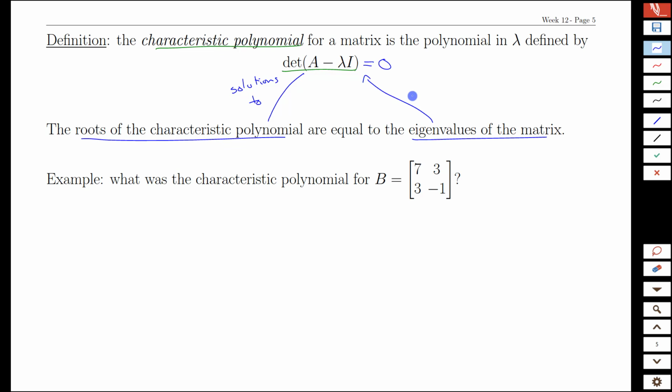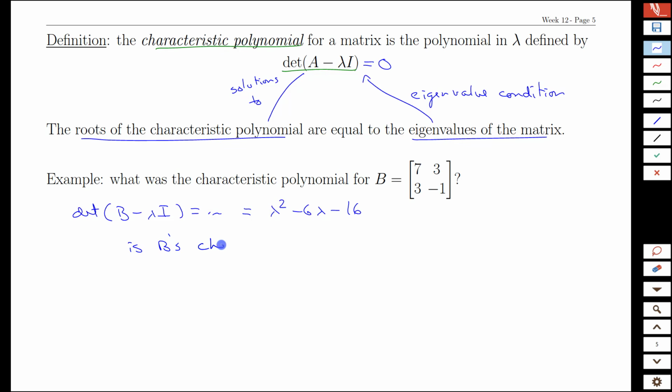Well, that's because this is exactly what we meant by our eigenvalue condition. And so you can think of it as having a polynomial that comes out of the determinant and we're finding its roots, or you can think of it as the eigenvalue condition that we worked so hard to build. They're both going to mean the same thing. To illustrate that terminology, what was the characteristic polynomial for B? Well, we had not B, but the determinant of B minus lambda I, when we did some work, ended up being lambda squared minus 6 lambda minus 16. That's B's characteristic polynomial.